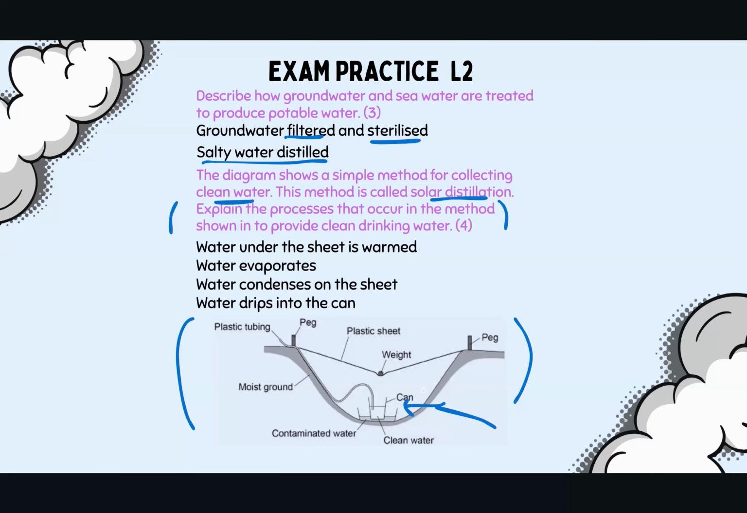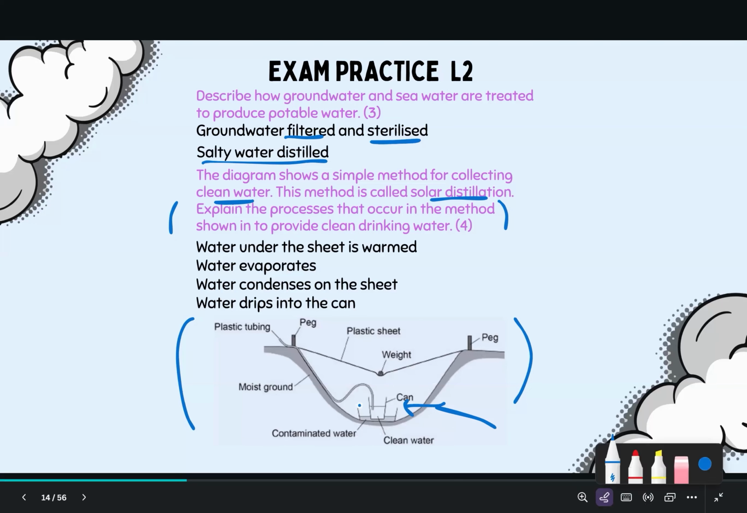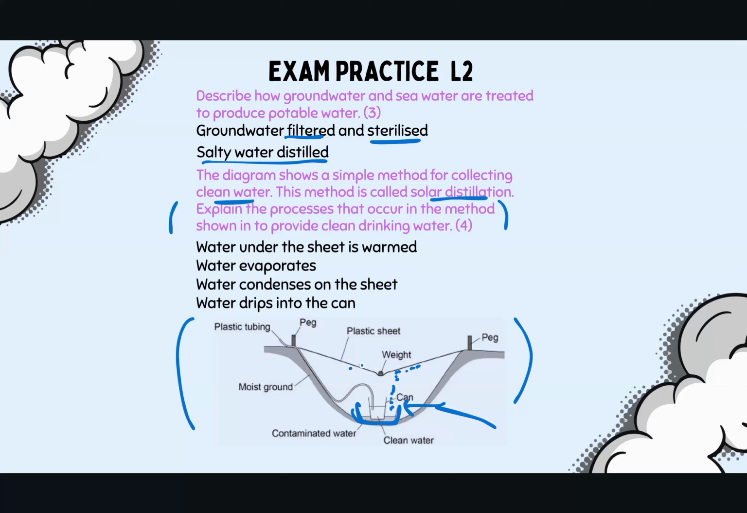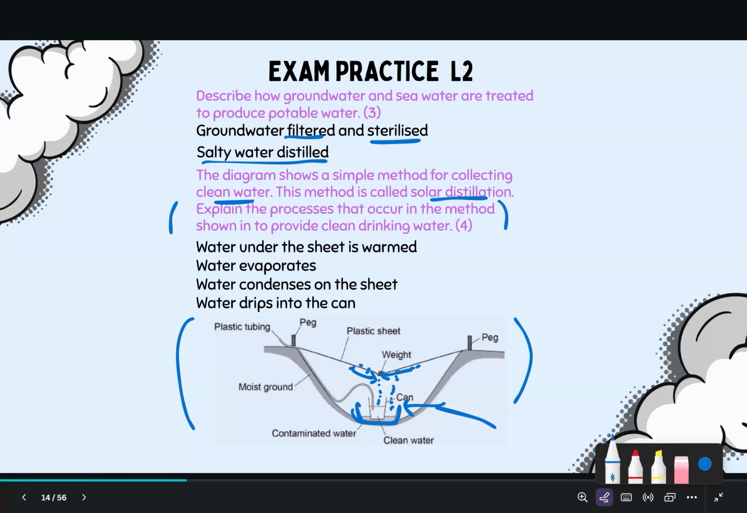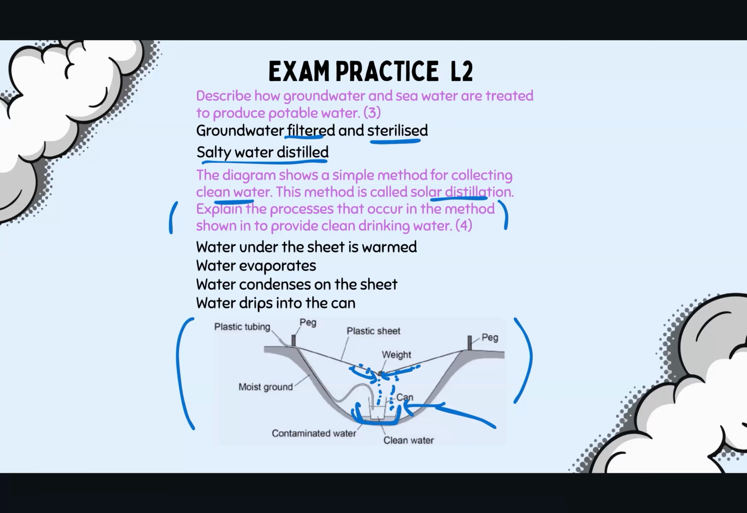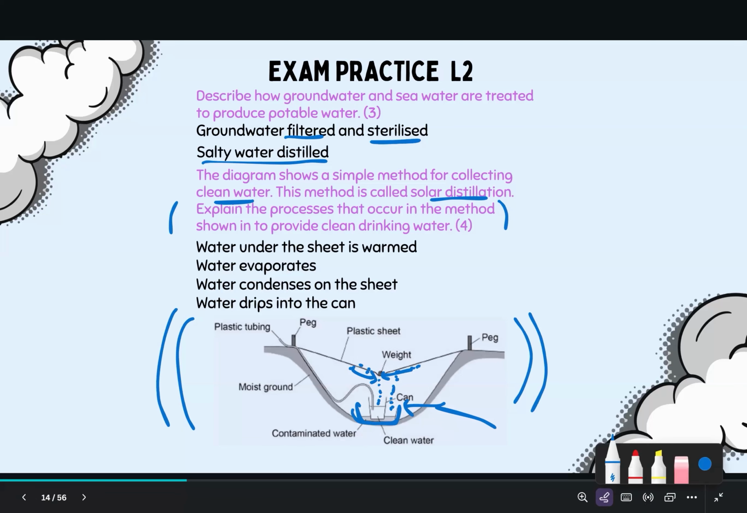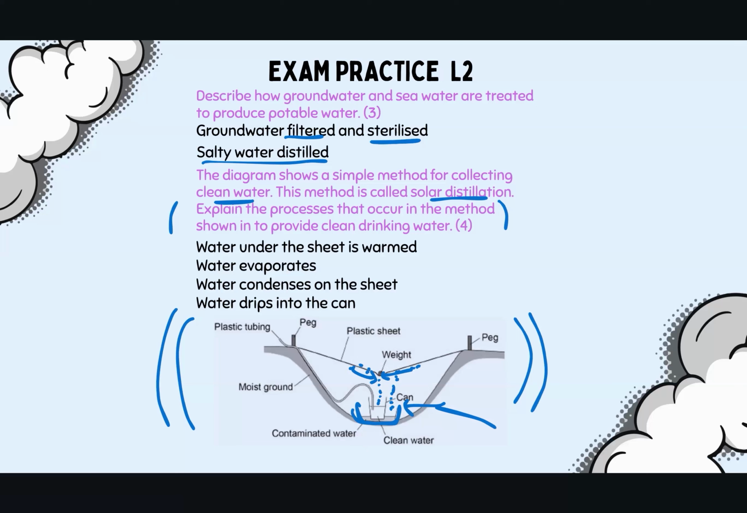It condenses. So, sorry, the first thing is, see the dirty water here. That's the contaminated water. That's the water that evaporates. When it touches this sheet at the top, it moves inwards, and it condenses and it drips into this can in the middle. Now, this is from a past paper, so it is possible to get questions where you've got to use the knowledge that you already have, but in a new way.